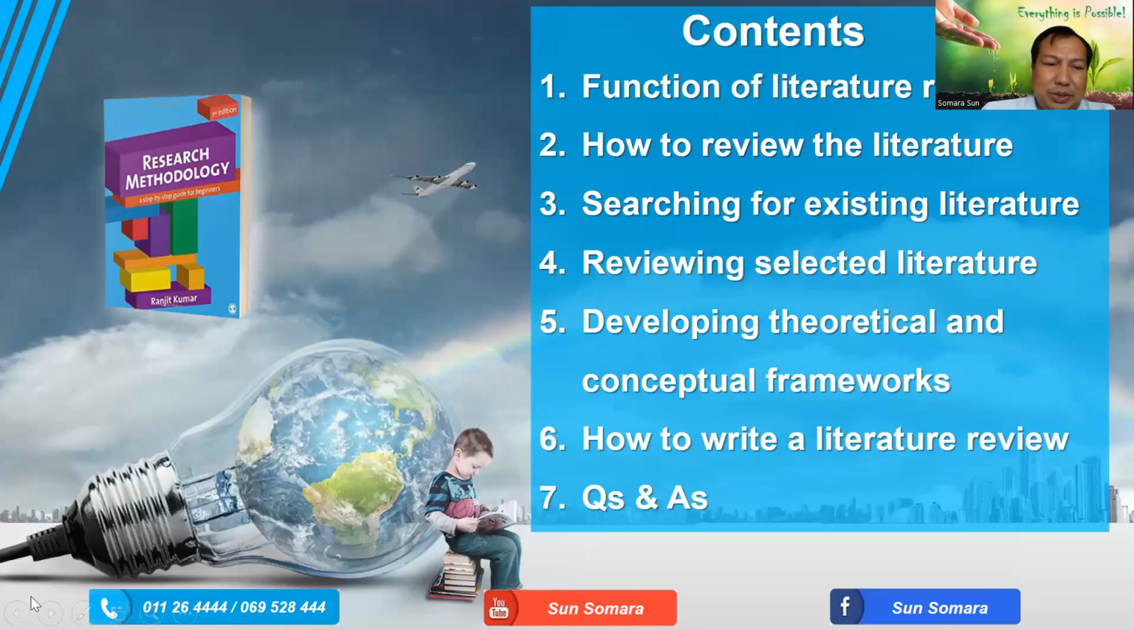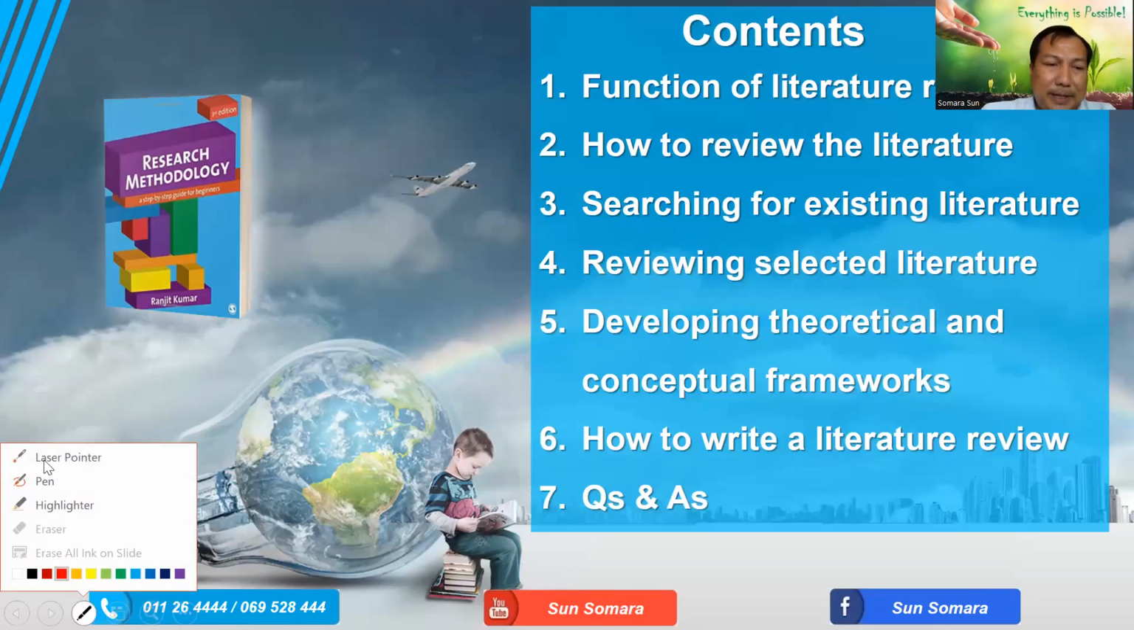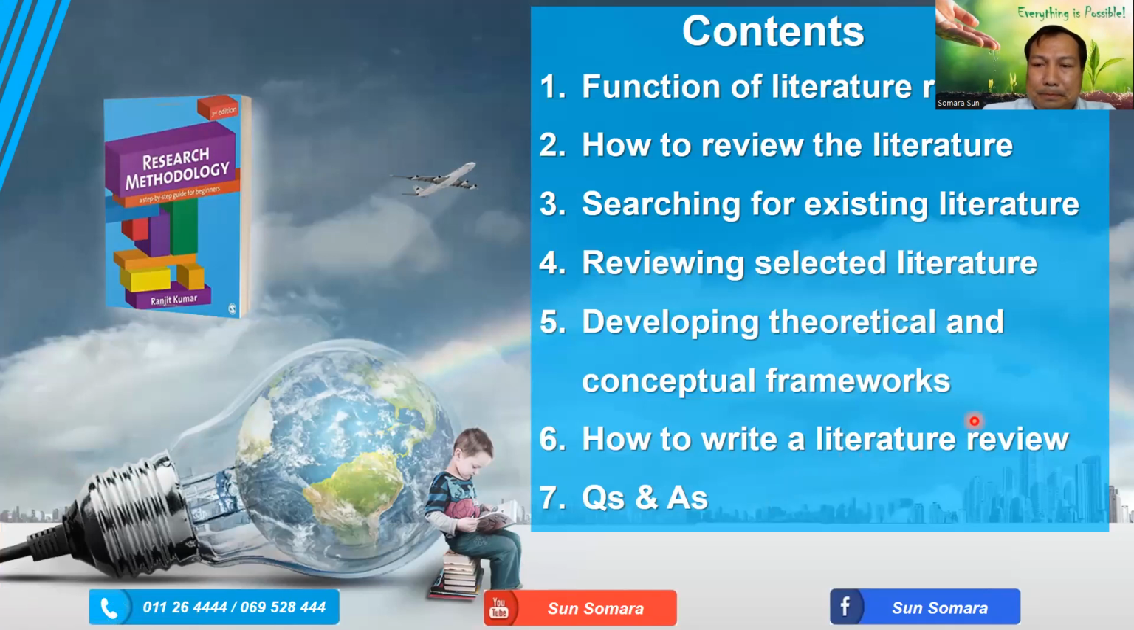Okay, so you can see from here, there are seven things that we want to discuss in here. The first one is about the function of literature review. It will explain to you why literature review is important for writing and how to review the literature. So how? Okay, it will guide you here.